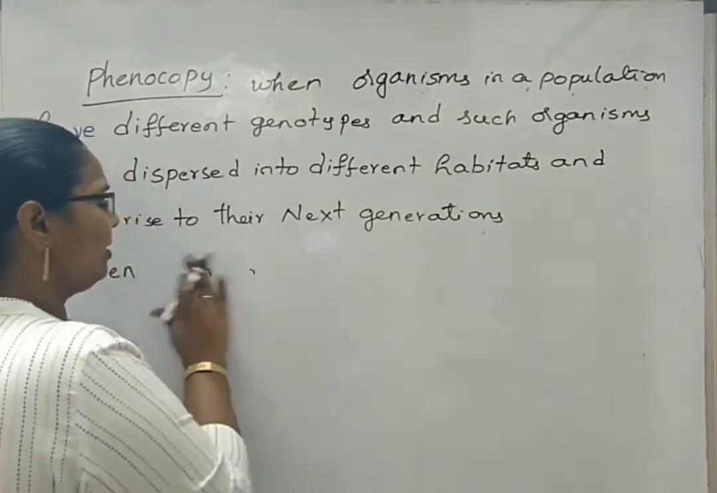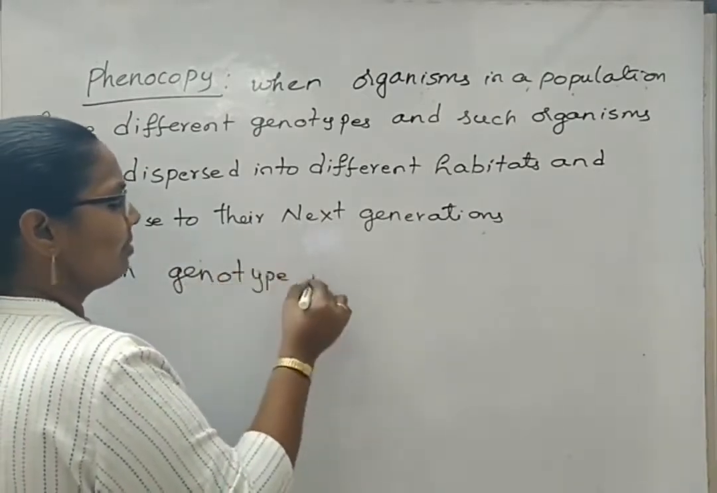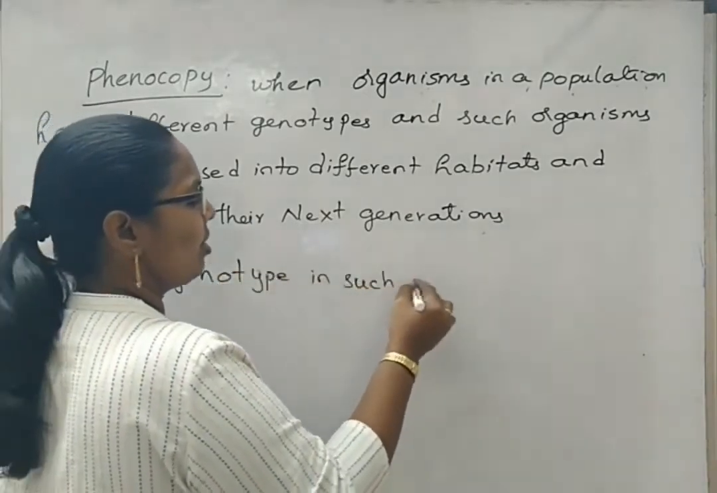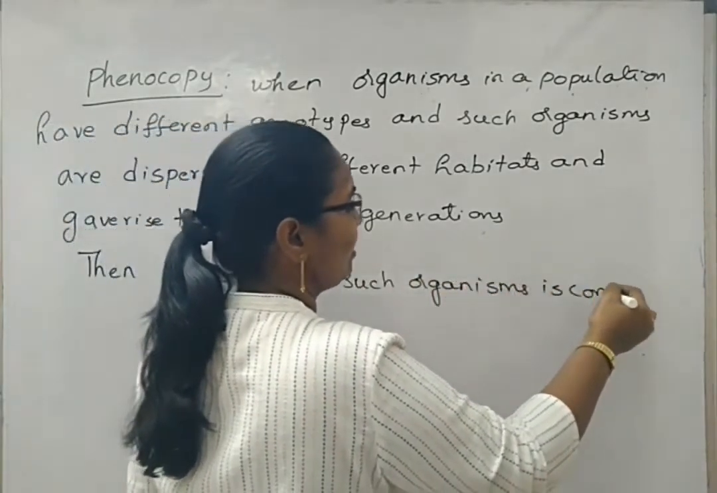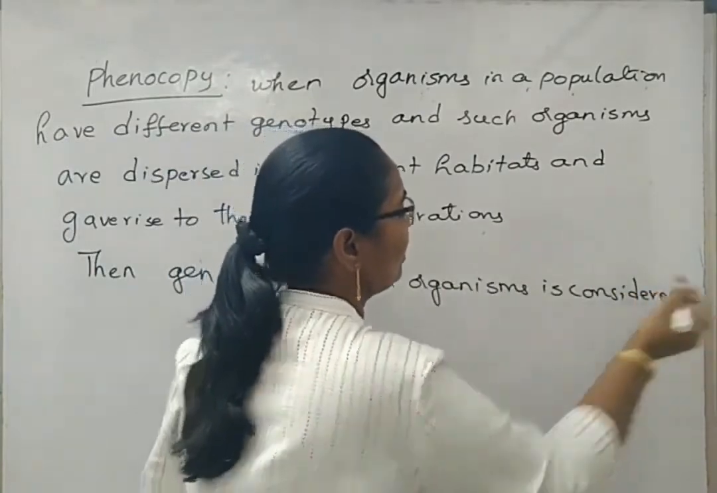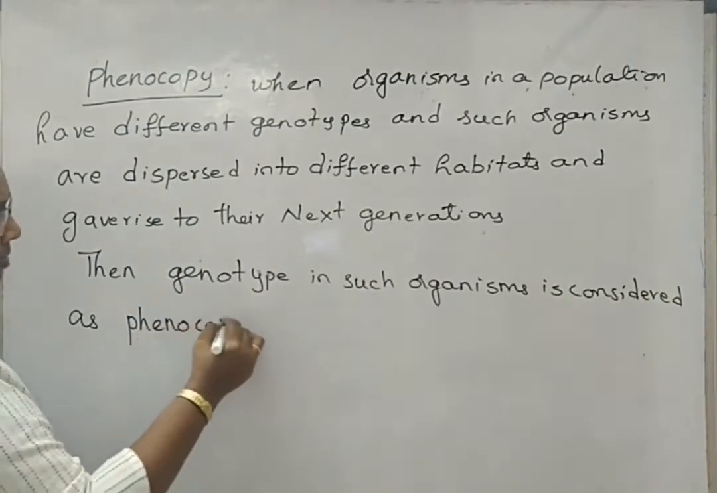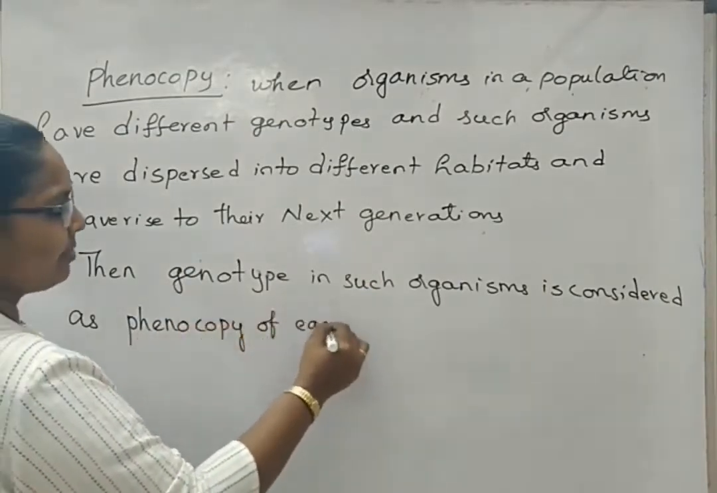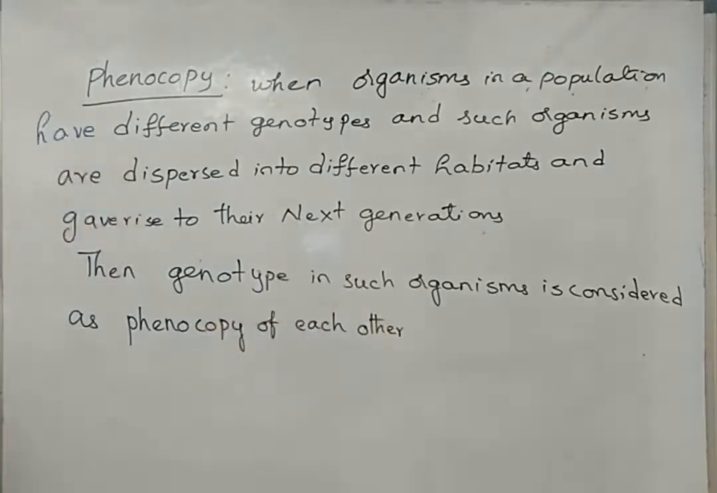Such genotype in such organisms is considered as phenocopy of each other. Phenocopy of each other. This is the term phenocopy. Next one, pure lines.